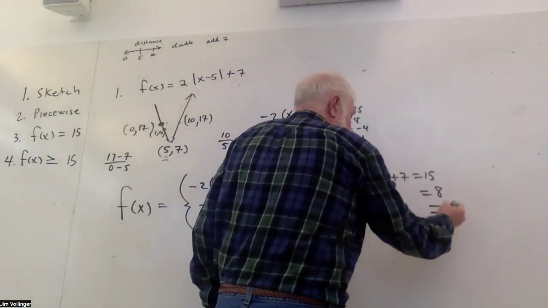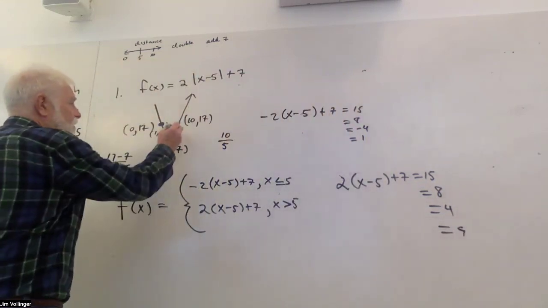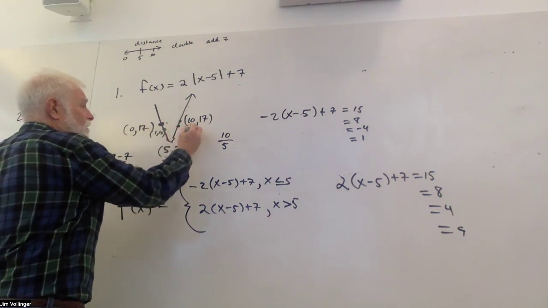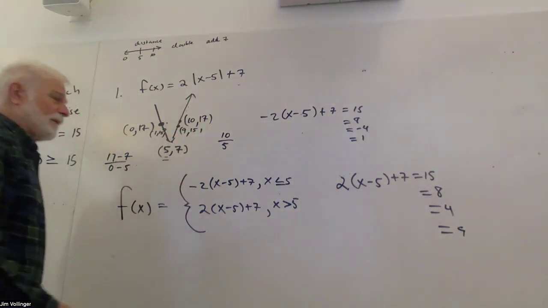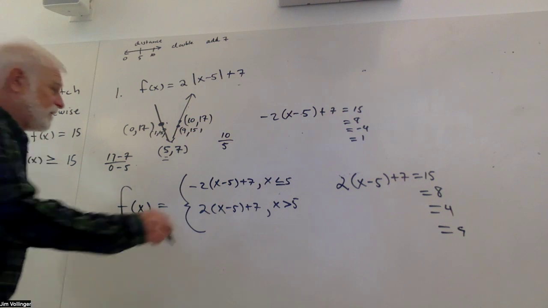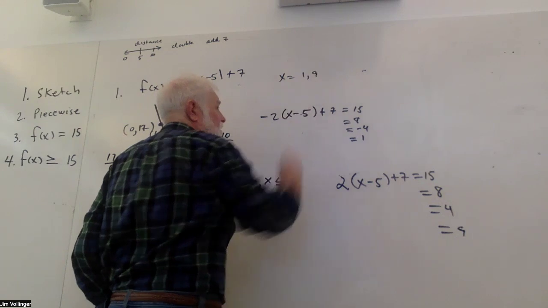8, 4, 9. Okay, so 9 gets us 15. Oh yeah, 9 is a number to the left of 10. So it looks like it's graphed properly. All right, so we just found our answers to f of x equals 15. And those answers are x equals 1 and 9.